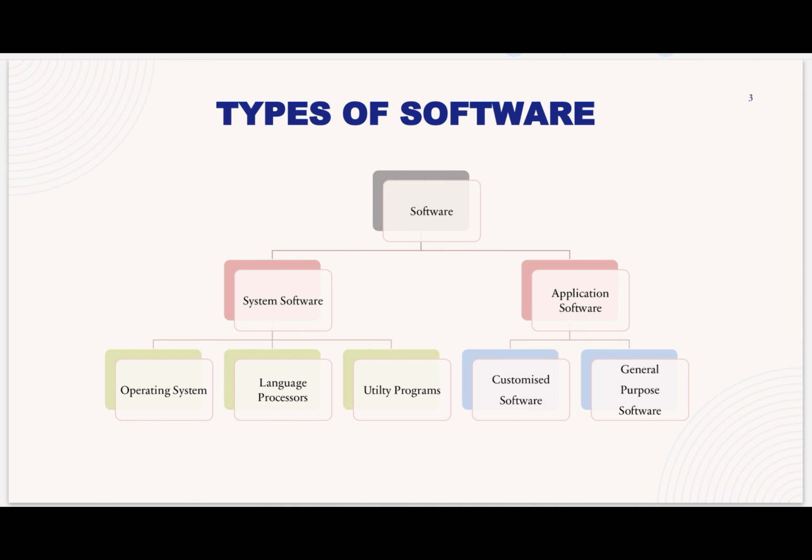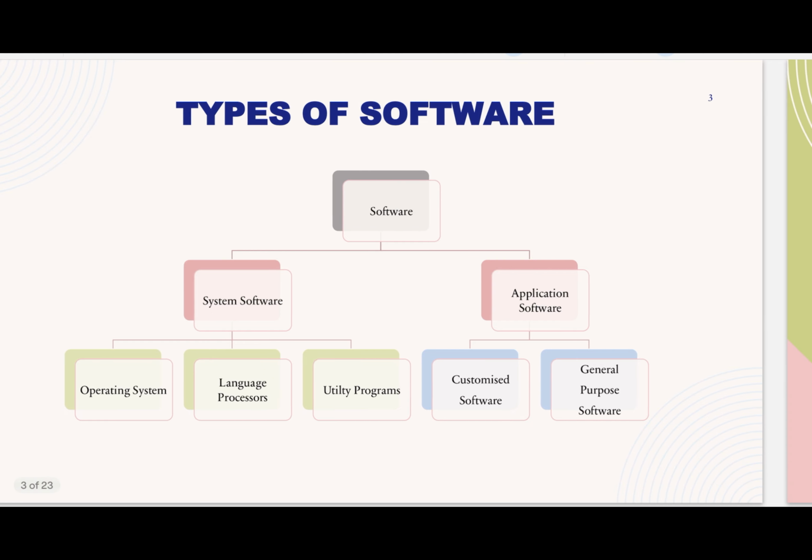Types of software. See, basically there is a software which is divided into two parts: system software and application software. Then system software is also divided into three parts: operating system, language processor, and utility programs. And here application software is divided into customized software and general purpose software. We will understand all these different types of software, their definition, uses, and examples in this lesson.